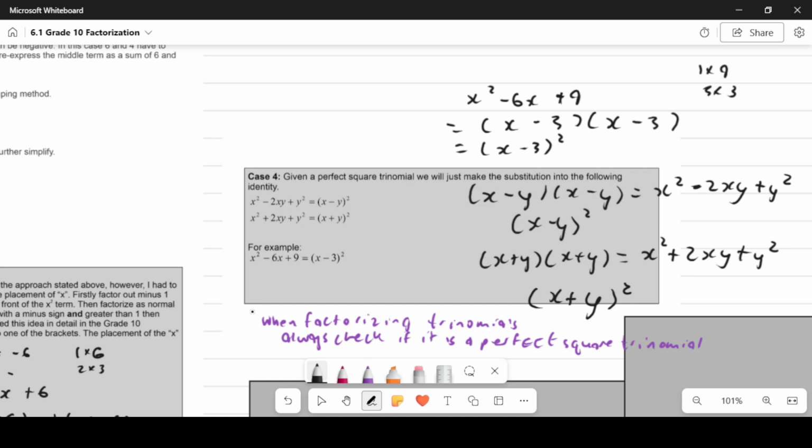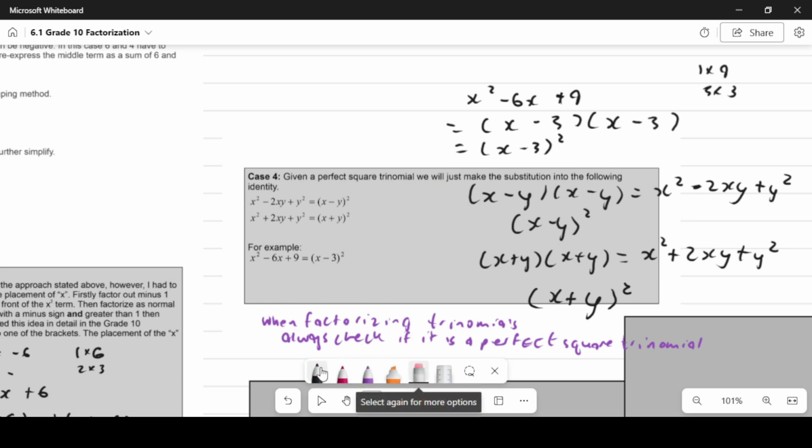And how do you check if it's a perfect square trinomial? Square root the first term, x. Square root the last term, 3. Multiply the first term by the second term by 2. Gives you what? 6x. Does it give you the middle term? Yes, it does. Ignore the sign. Forget the sign. Because the sign could be plus or minus, and you have to just change the sign in the bracket accordingly. But all you have to get is the middle term, irrespective of whether the sign is a plus or minus, and you have a perfect square trinomial.